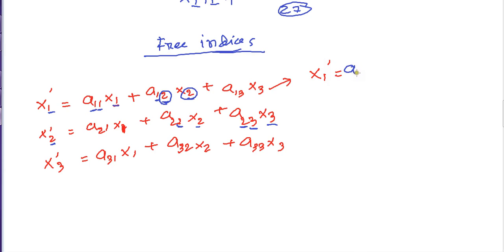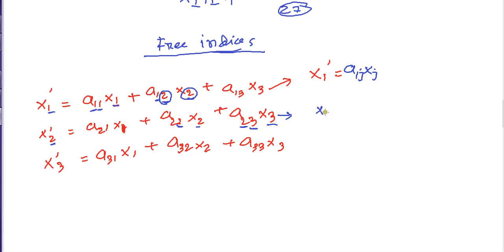So the first indices of a should be the same as x, so this should be the 1, right? And the second indices of a and x should be the same. So if we say it is i or j, say it is j, then definitely we should put here this is the j, right? Same way you can write down the compact form of the second equation.